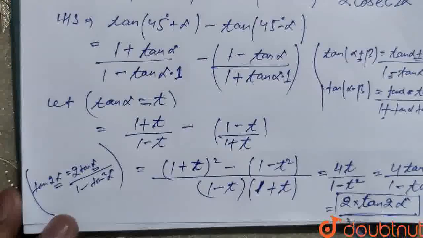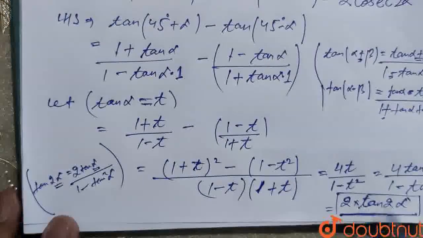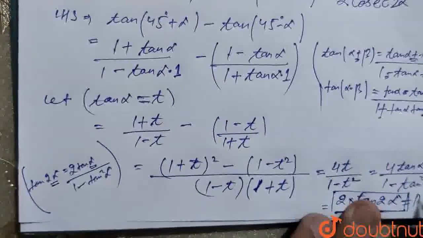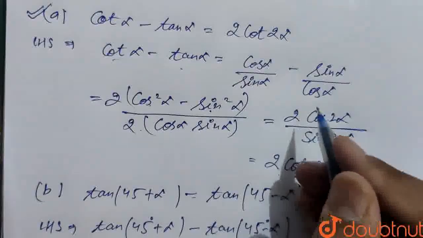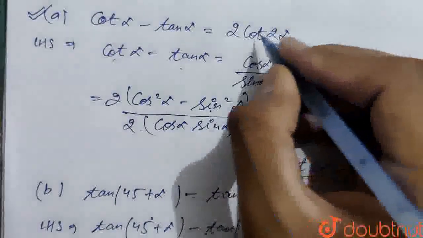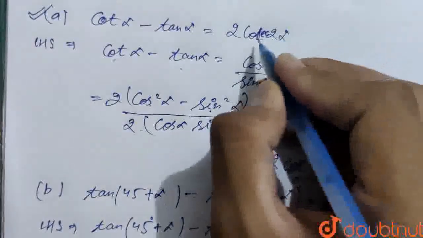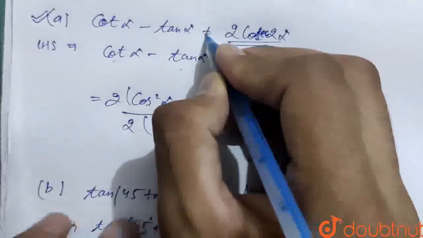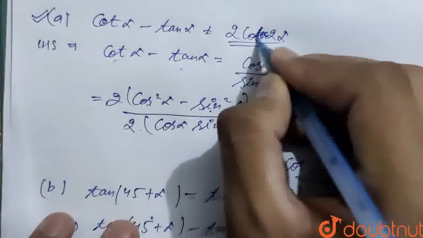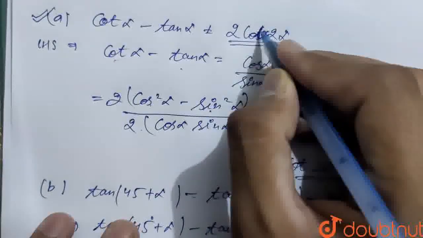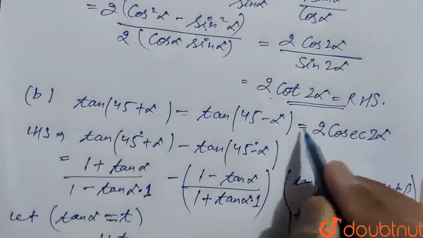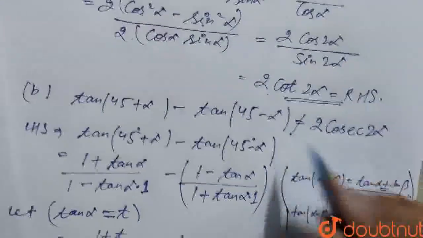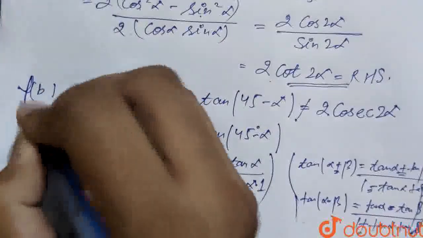Therefore we have got our left hand side as 2 tan alpha, which is not equal to the right hand side, because in the right hand side we need to prove 2 cosecant alpha, which is not equal. This is the first part where we need to prove. In the B part we need to prove cosecant, which is not equal, as we have proved. Therefore option B is incorrect.